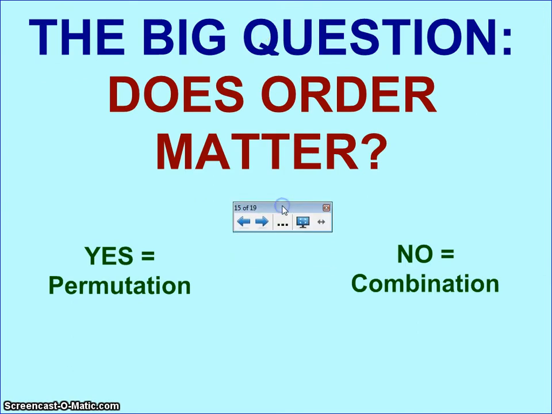So the big question over the next couple days, when we're trying to figure out how many possibilities are available in our sample spaces for calculating probability, is: does the order matter? Okay, if the answer to that question is yes, you're going to go through the permutation formula. If the answer to that question is no, you're going to go through the combination formula.